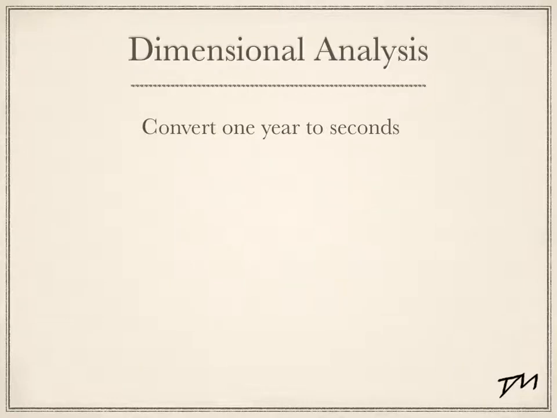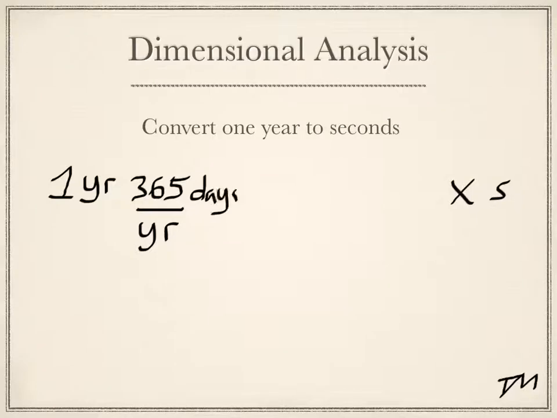Another dimensional analysis example. Let's go from 1 year. How many seconds are in a year? So we're going to go from years to seconds. Well, 1 year, that's 365 days. Now again, we're just estimating. I don't want to go through 365.24 or even more precise than that. We're just trying to figure out a ballpark estimate of how many seconds there are per year.